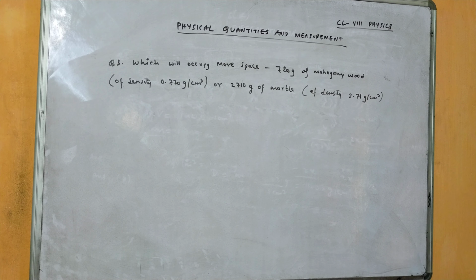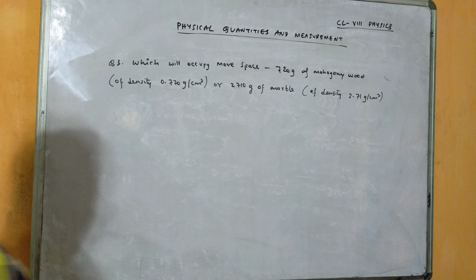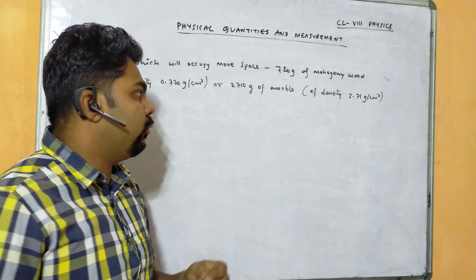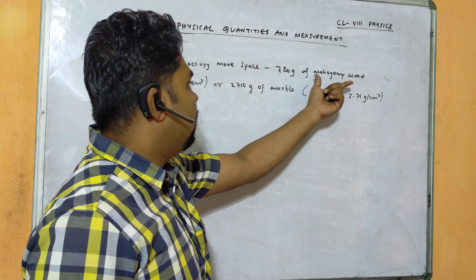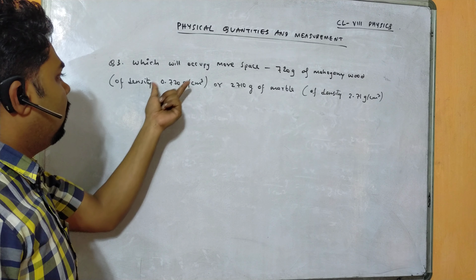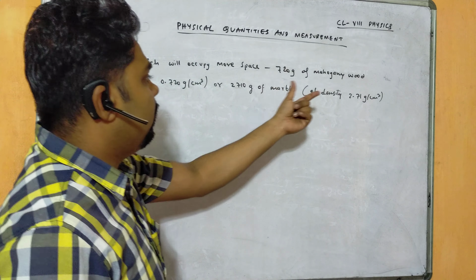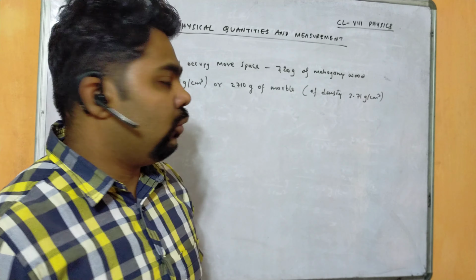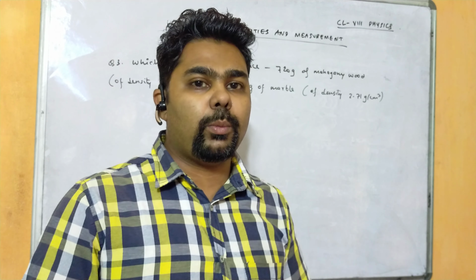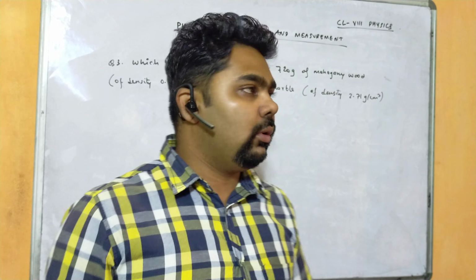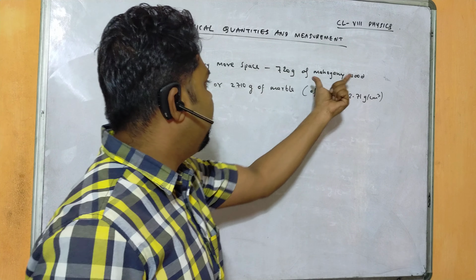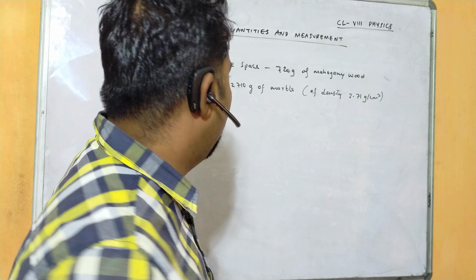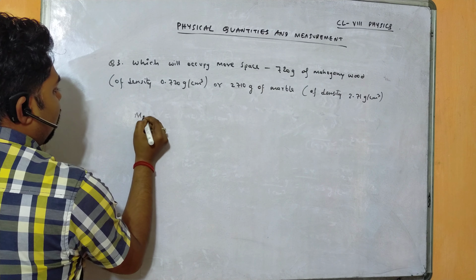So now we have to compare the densities of two objects. Next question: which will occupy more space? That means which will have more volume. We have to calculate volume. 720 gram of mahogany wood of density this much, or 2710 gram of marble whose density is this much, right? So we have two objects, one is wood and one is marble. So we have to calculate whether they are going to occupy the same volume or not. Okay, so first we will calculate the volume of wood separately and the volume of marble separately, and we will compare those volumes.